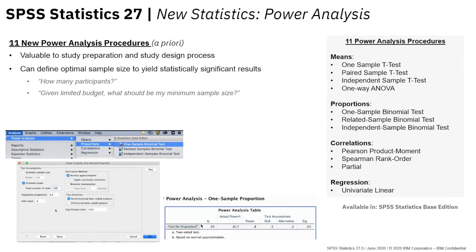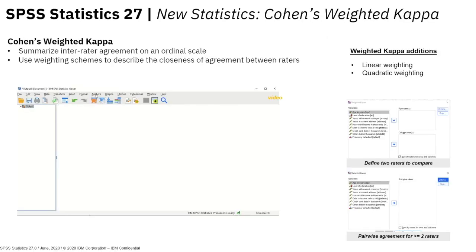If you want to do means, proportions, correlations, regression, all this is very useful in so many things for doing a survey. Can I define optimal sample size to yield statistically significant results? There are great features in here that are now available in the statistics base edition.